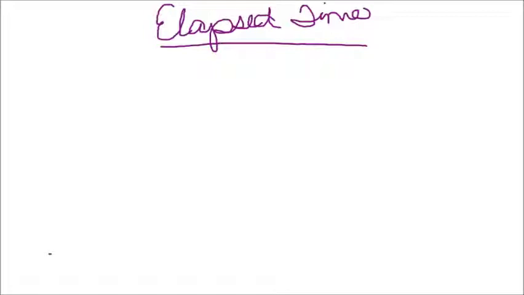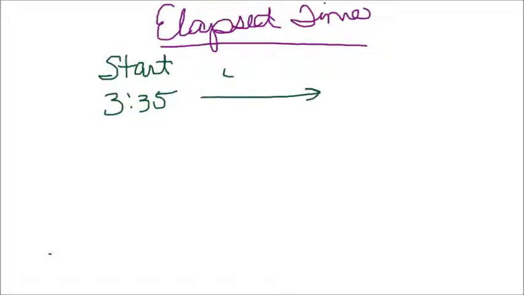Okay, so today with our elapsed time, we're going to be given either a start time or an end time and how much time has passed, and you have to find the other one. So if I'm told that we have a start time of 3:35 and it lasted for 40 minutes, I need to find our end time. Okay? So we're going to look at that today. And it works pretty much the same way.